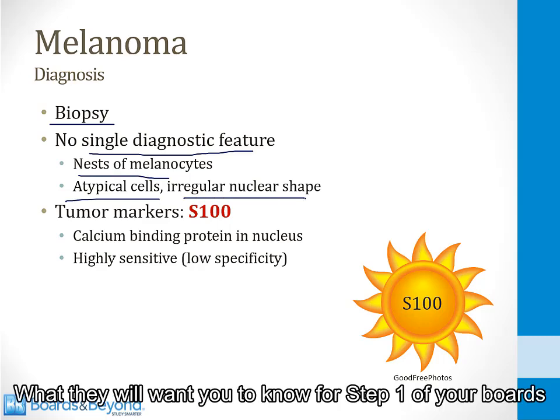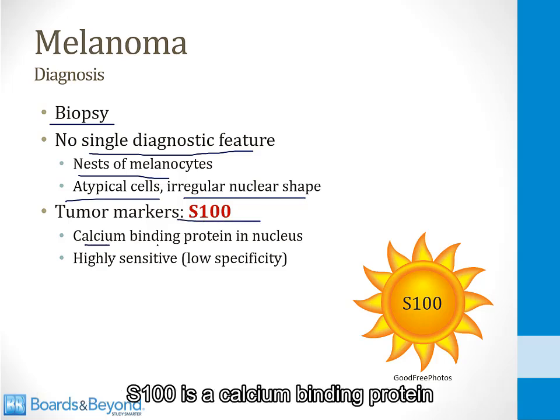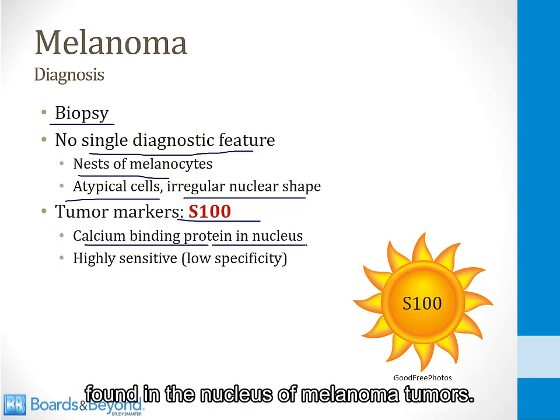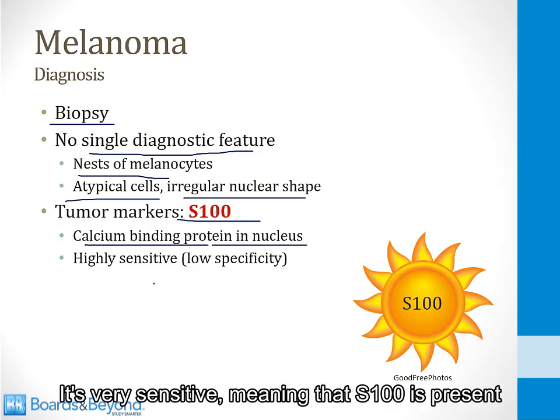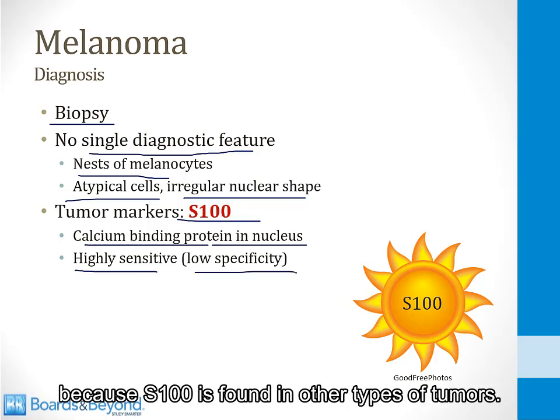What they will want you to know for step 1 of your boards is that a classic tumor marker for melanoma is S100. S100 is a calcium binding protein found in the nucleus of melanoma tumors. It's very sensitive, meaning that S100 is present on the majority of melanomas, but it has a low specificity because S100 is found in other types of tumors.